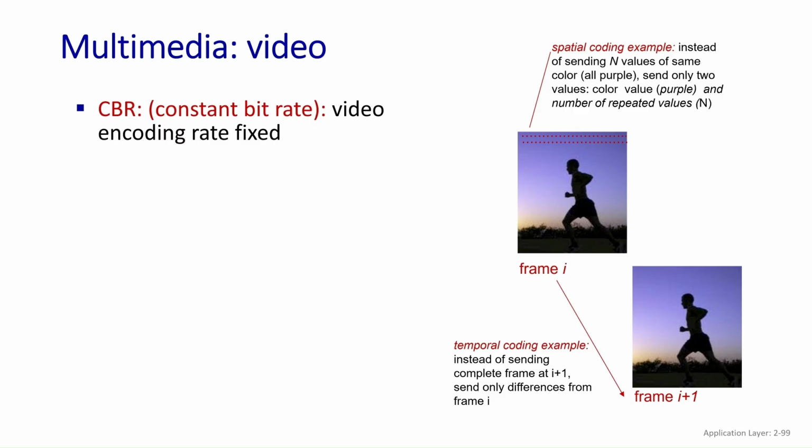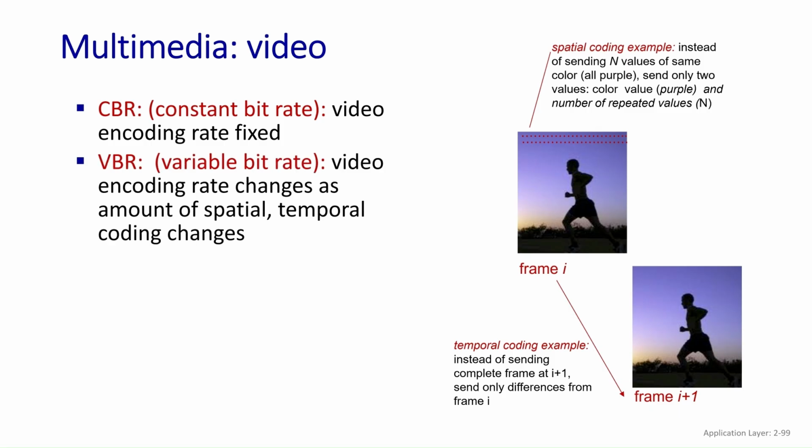after doing the spatial and temporal encoding, I can do encoding at a constant bitrate, meaning regardless of the details of a pixel, right, I use the same number of bits to represent that pixel, right? This is known as constant bitrate. Or I can do variable bitrate. I mean, depending upon the details in a pixel, right? I will use a variable number of bits.